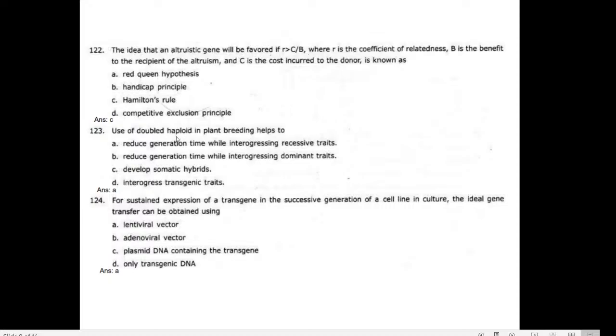The use of double haploids in plant breeding helps to reduce generation time while intercrossing the recessive traits.